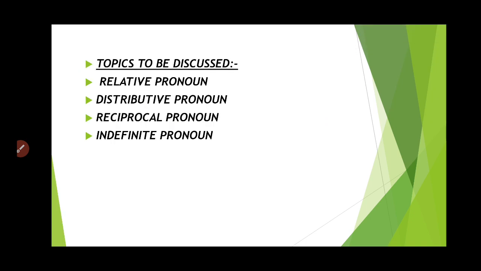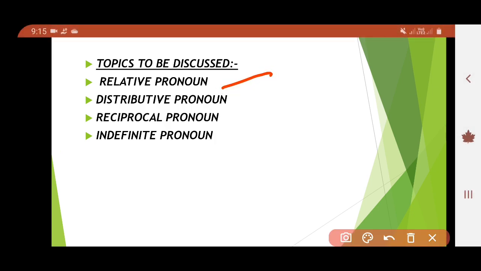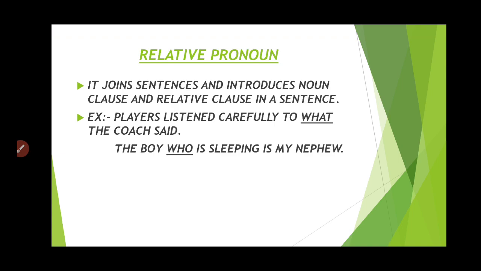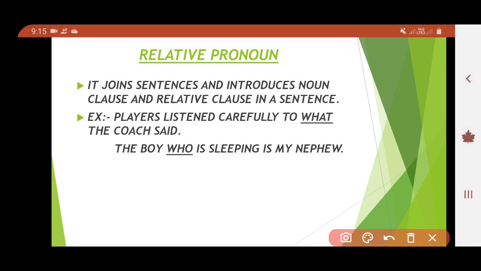The topics that we are going to discuss today about the kinds of pronoun are relative pronoun, distributive pronoun, reciprocal pronoun, and indefinite pronoun. Okay, so let us begin with the first one, that is relative pronoun. What is relative pronoun? It joins sentences and introduces noun clause and relative clause in a sentence. So that means a relative pronoun is used to join sentences. Okay, and it also introduces noun clause as well as relative clause in a sentence.